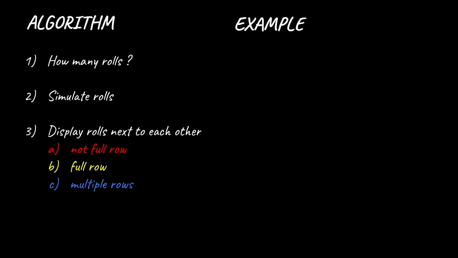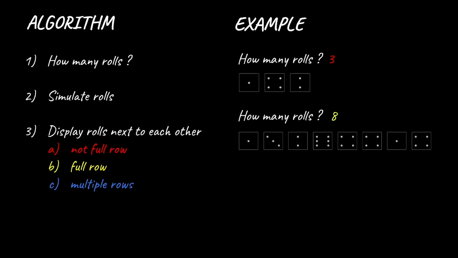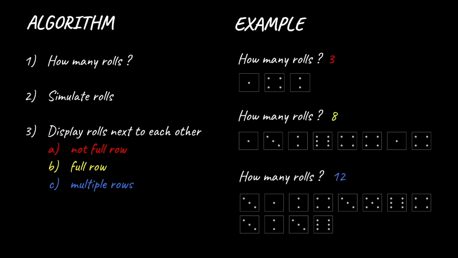Let's suppose that your computer screen is wide enough to have at maximum 8 dice displayed per row. This entails that if the user types in any number lower than 8, then we're gonna be in the first scenario. So for example, let's say that a user types in 3. Then this is what we're gonna see on the screen. Whenever instead the user types in 8, then a full row is gonna be displayed. And finally, anytime the user goes higher than that, then we're gonna get multiple rows.